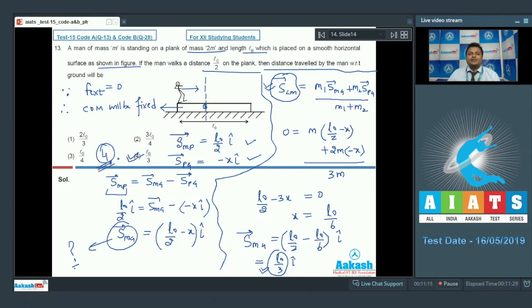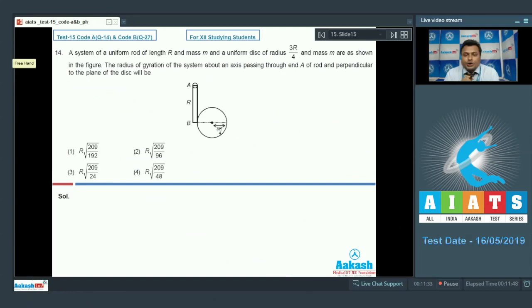Now move on to the next, that is 14 number. So here is question number 14, everyone. A system of uniform rod of length r and mass m and a uniform disc of radius 3r by 4 and mass m are shown in figure. The radius of gyration of the system about an axis passing through end A of the rod and perpendicular to the plane of the disc will be what?